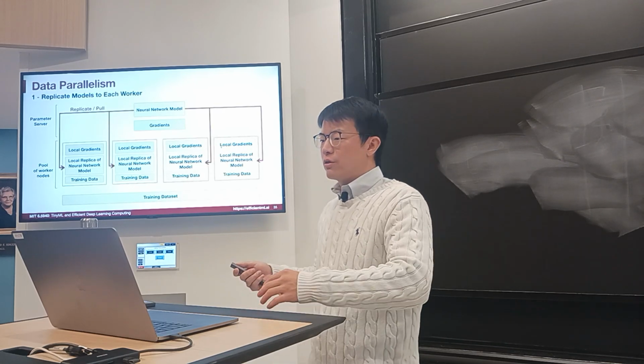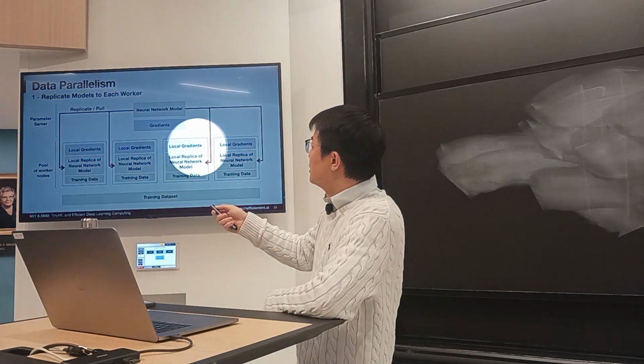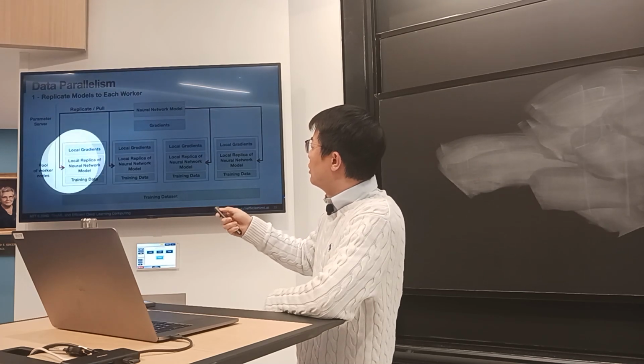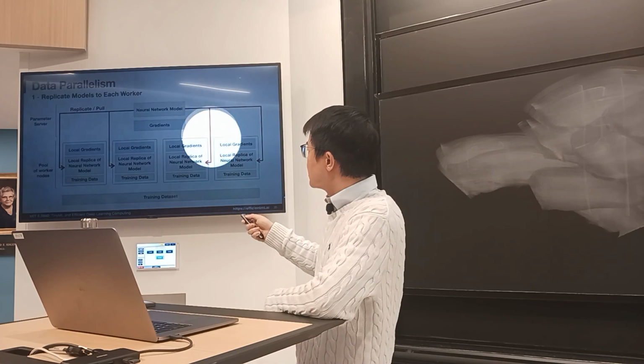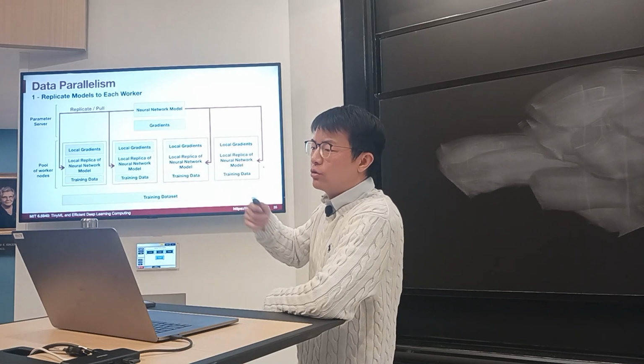To begin with, the parameter server will replicate the model, and each worker will pull the model from the parameter server. So the 4 workers each pull the model from the parameter server.